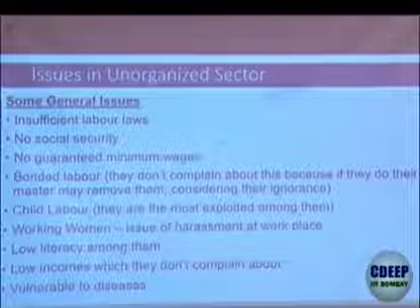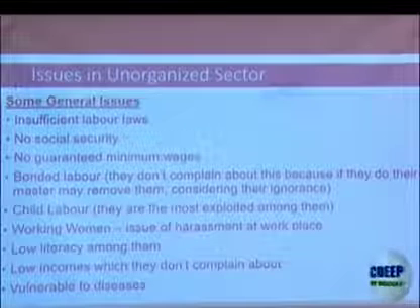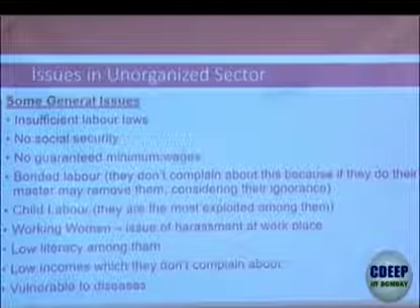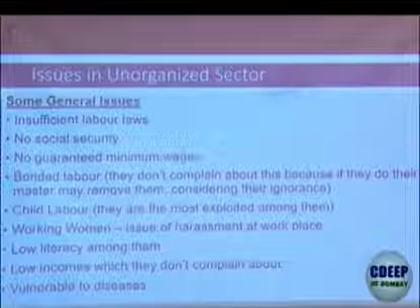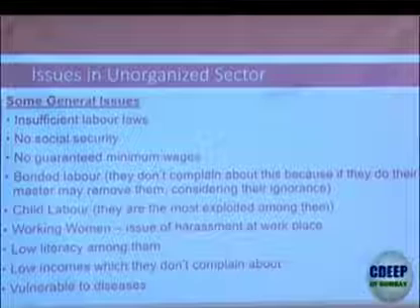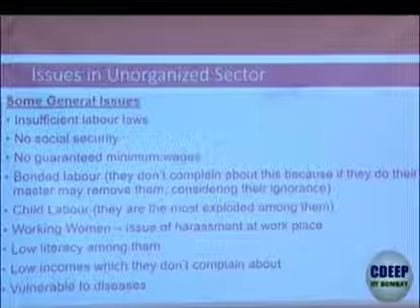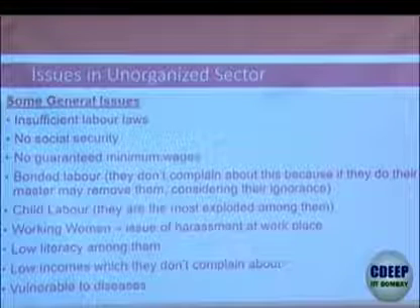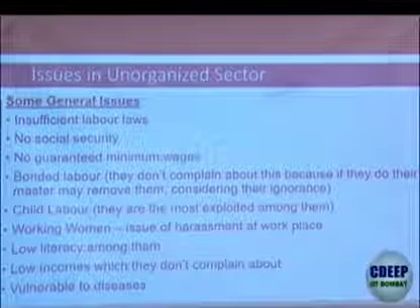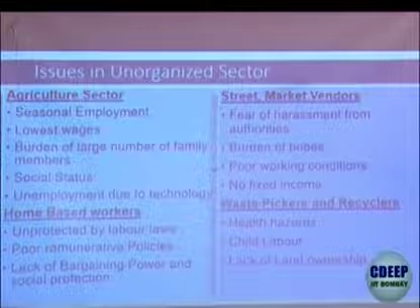While we're talking about the issues in the unorganized sector, most of these issues are actually vicious circles. Because there are insufficient labor laws, there is less social security. Again, there will be minimum wages, and that would lead to child labor, and that enhances because of the poor work conditions. It would lead to diseases. What actually happens is, even if there are laws, people try to circumvent or avoid those laws by employing labor on a contractual basis. So most of these laws become voidable. I'll be talking about the sectoral problem.